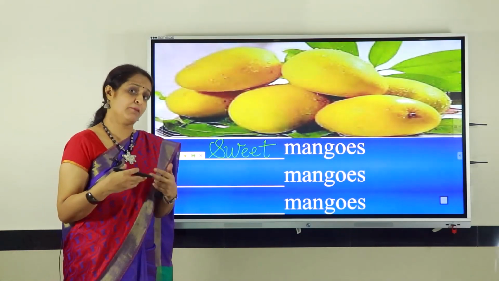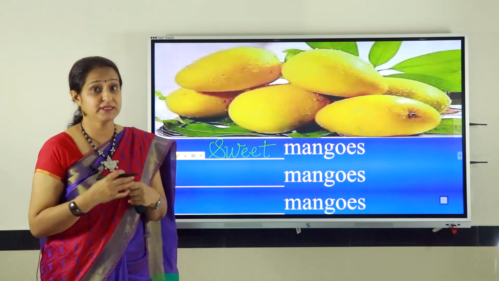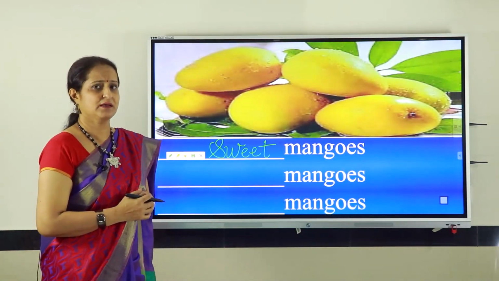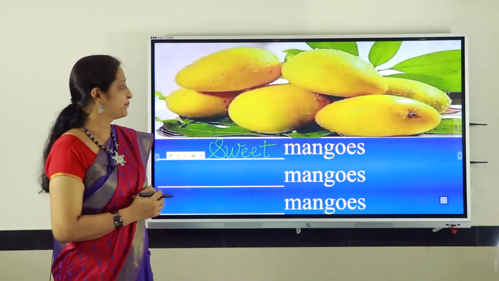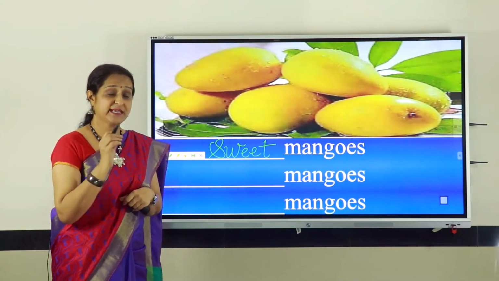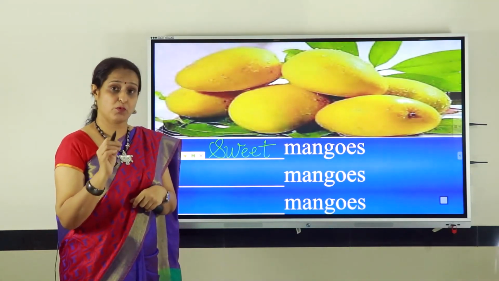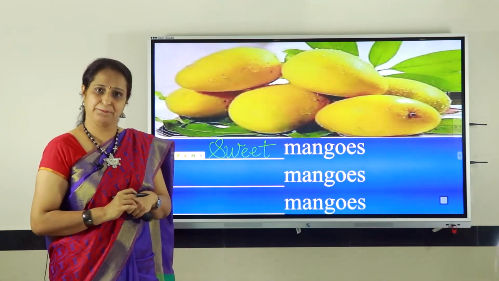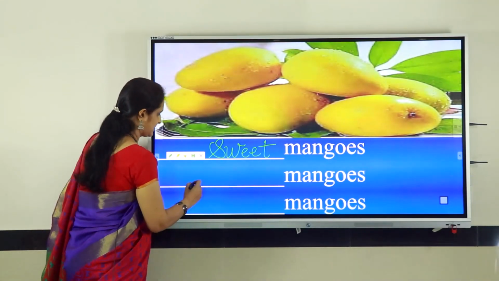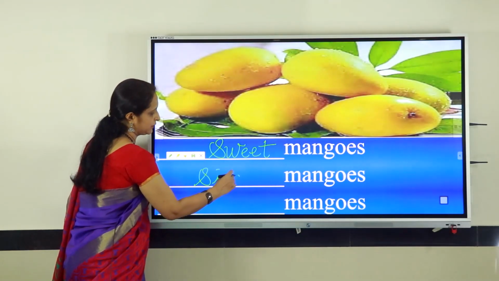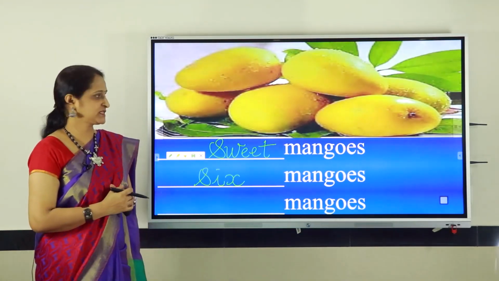Let us find some more words that talk more about these mangoes. Just count the number of mangoes. How many mangoes are there? Yes, there are 6 mangoes. So, 6 also tells us more about these mangoes. It tells us the number of mangoes in the picture. So, 6 is also a describing word for the noun mangoes.